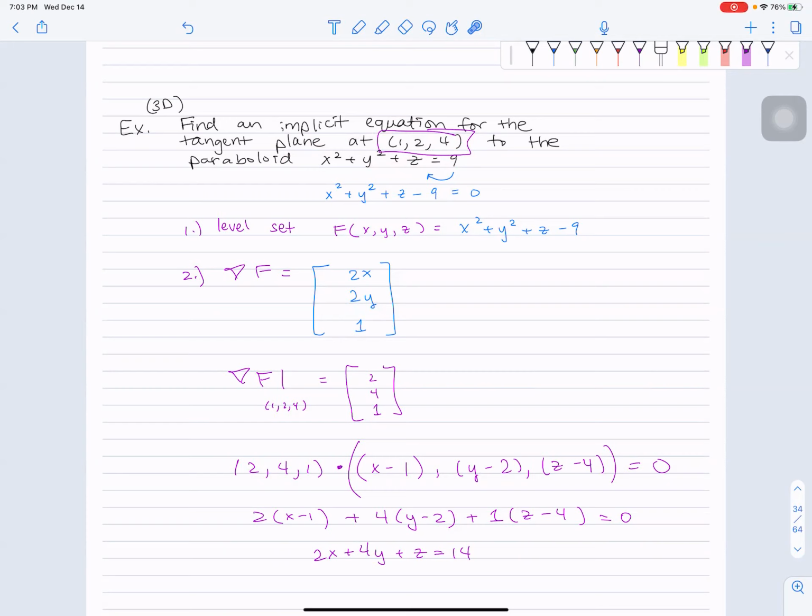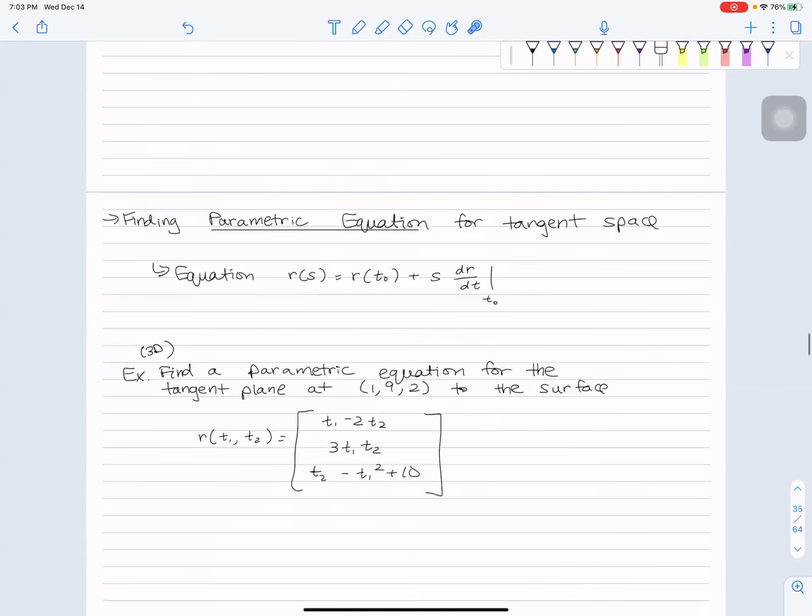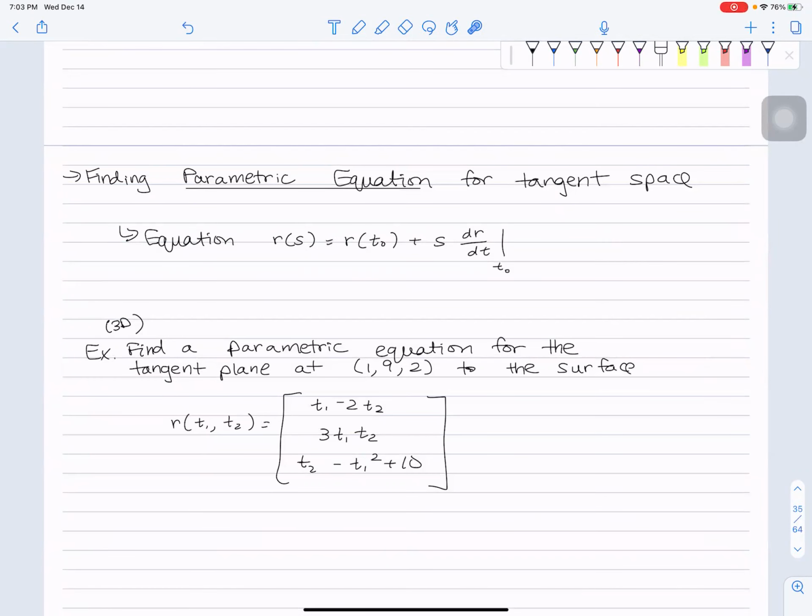Okay, so this was writing a tangent space using an implicit equation. You can also write one using a parametric equation, and that's a similar idea to how we wrote an equation of a line. For the equation of a line, we said r of t equals the original point plus t times the direction vector. Here we have a similar idea, except instead of direction vectors, we're going to have the partials with respect to each of the variables. And we're still plugging in our original point.